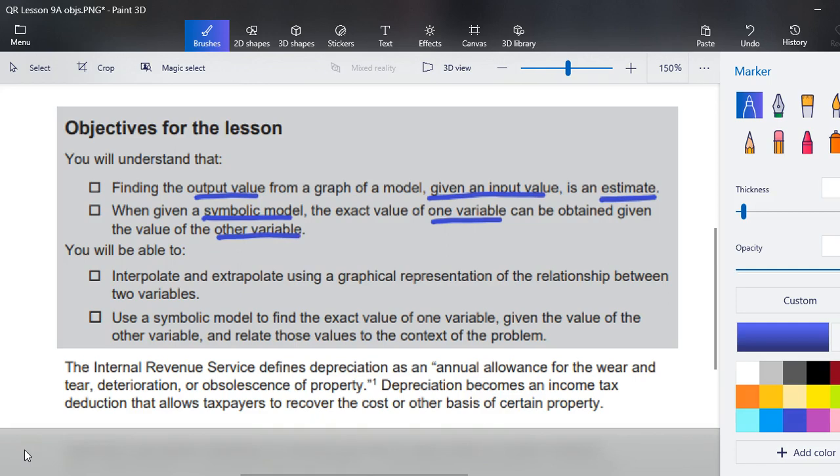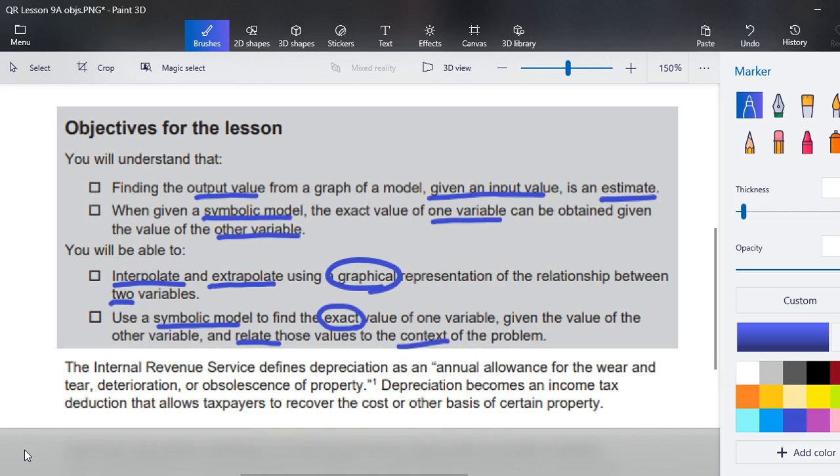When we're done, we're going to be able to interpolate. You want to write that one down. Extrapolate, write that one down too, using graphical representation of the relationship between two variables. And finally, we'll use a symbolic model to find the exact value of one variable given the value of another variable and relate those variables or values to the context of the problem.